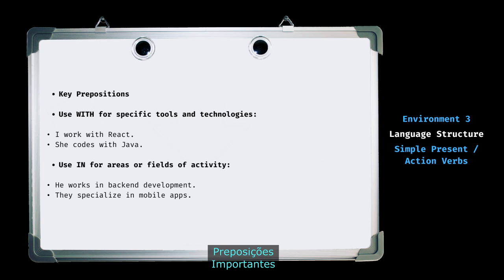Key prepositions. Use with for specific tools and technologies. I work with React. She codes with Java. Use in for areas or fields of expertise. He works in backend development. They specialize in mobile apps.